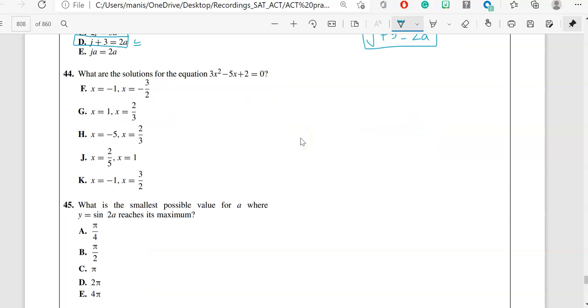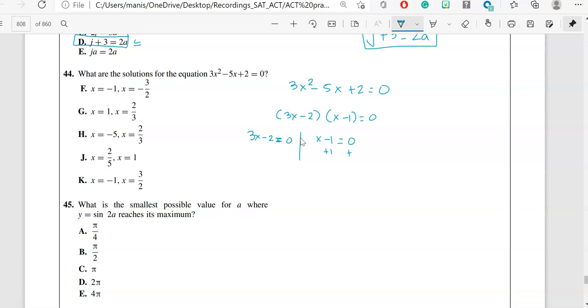Question number 44, what are the solutions for the equation 3x squared minus 5x plus 2 equal to 0? There are two methods of doing this. One is the factorization method, another is using the quadratic formula. When you factorize this, you will end up with the factors 3x minus 2 and x minus 1, equal to 0. Since both are factors, I will equate each of them to 0.